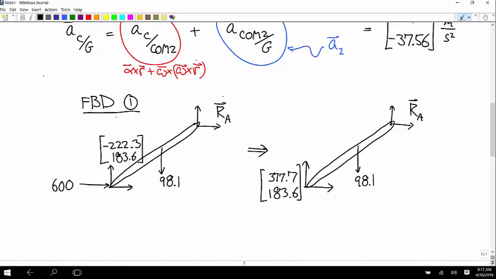And now you could represent the acceleration of the center of mass in terms of the angular acceleration. So these would be unknowns and you can calculate it.